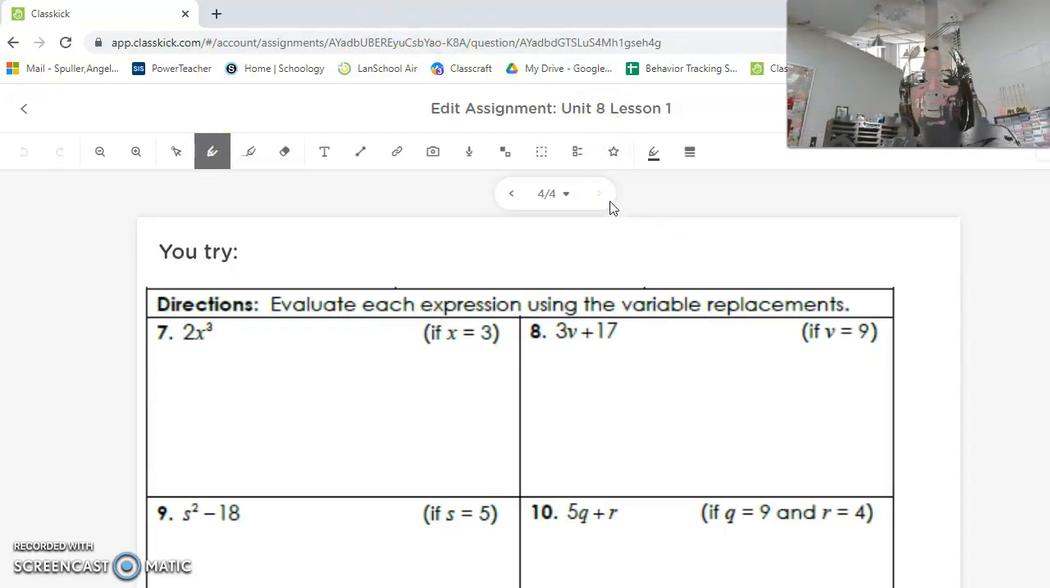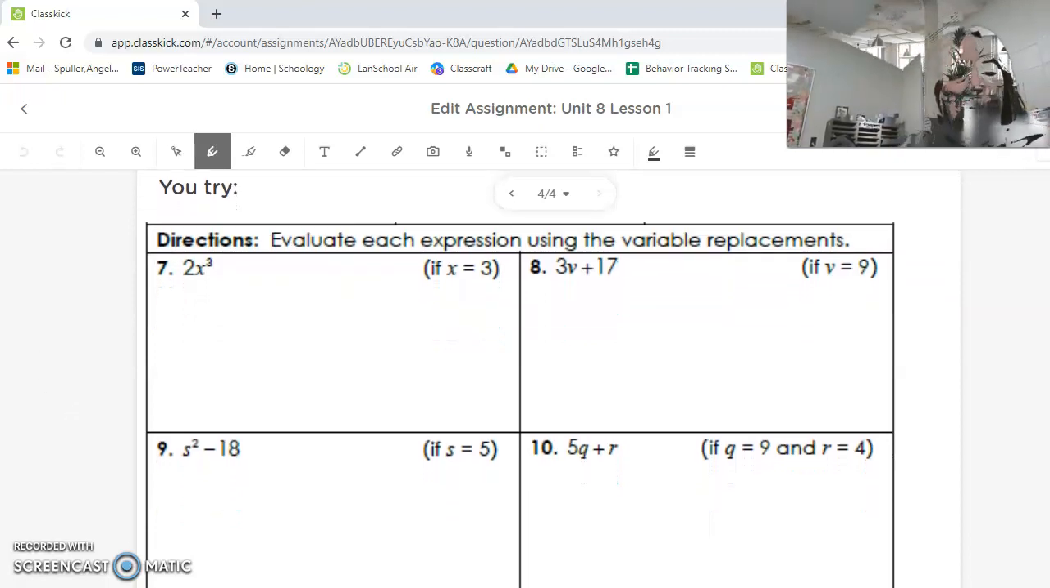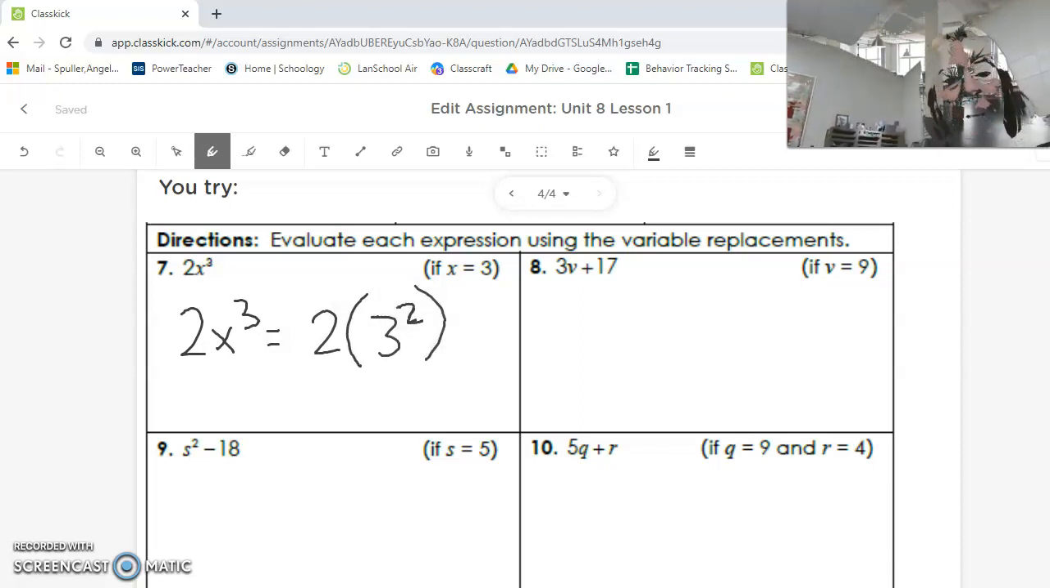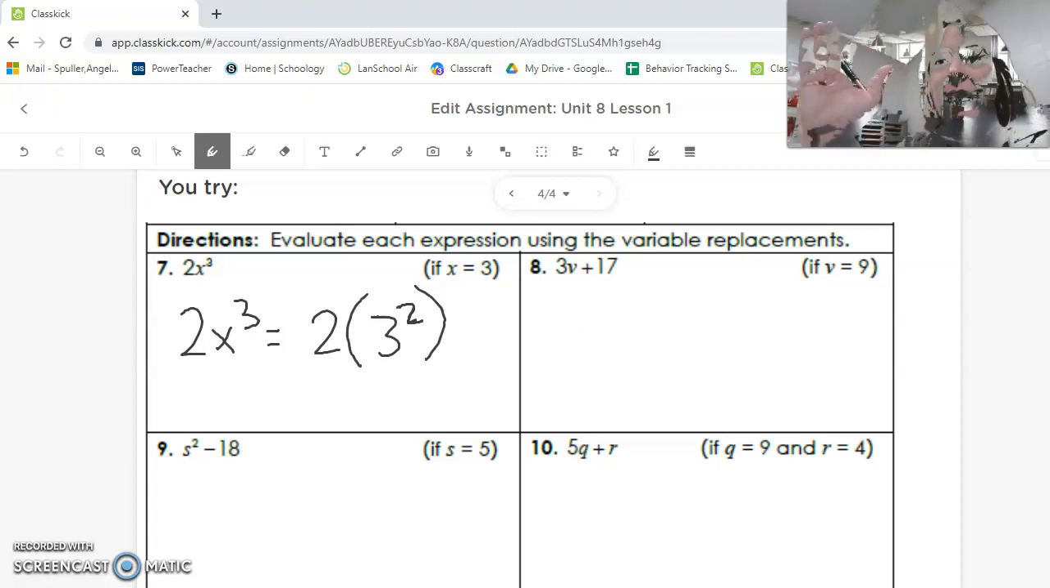Okay, now it's your turn to evaluate the expression. 2x to the third power is equal to 2 times 3 to the second power. Now remember, exponents go before multiplication in the order of operations.